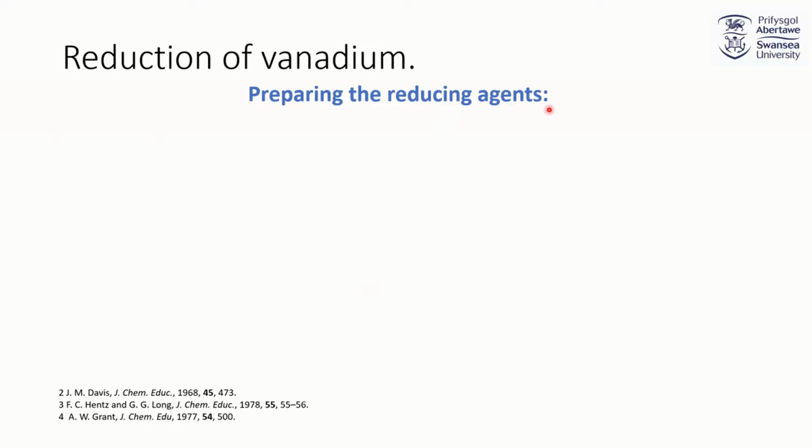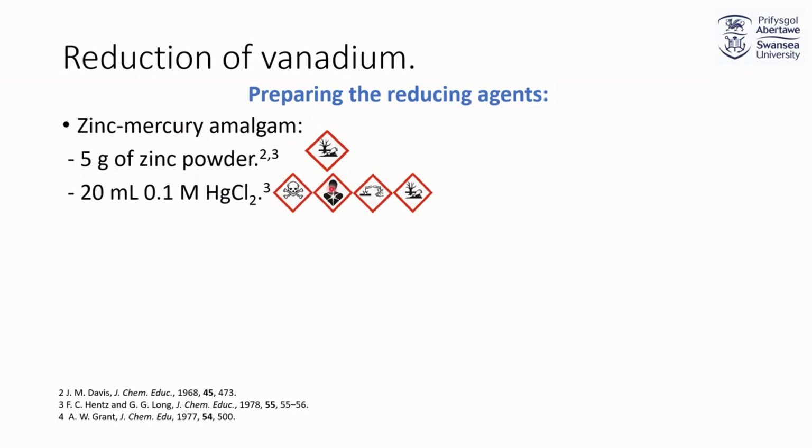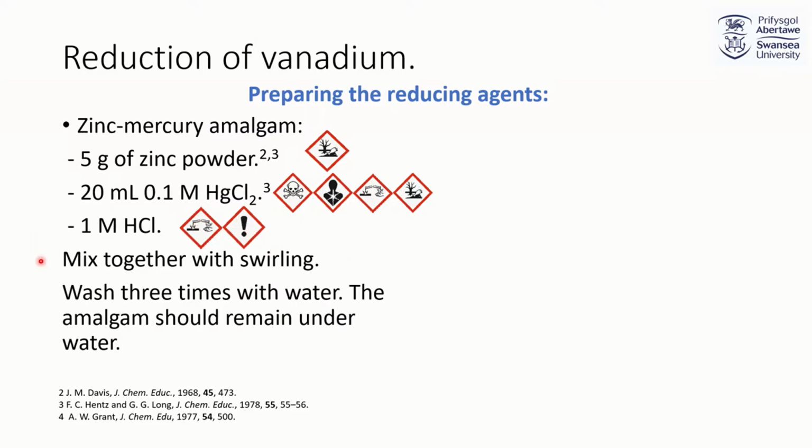First of all, the reducing agent needs to be prepared, where some zinc powder, harmful to aquatic life, will be taken. Mercury dichloride, which is toxic, has long-term health effects, corrosive, and also toxic to aquatic life, is made up to 0.1 molar in a hydrochloric acid solution, which is itself corrosive and an irritant. And this is just done with some swirling and then washing with water. This is to remove the mercury.